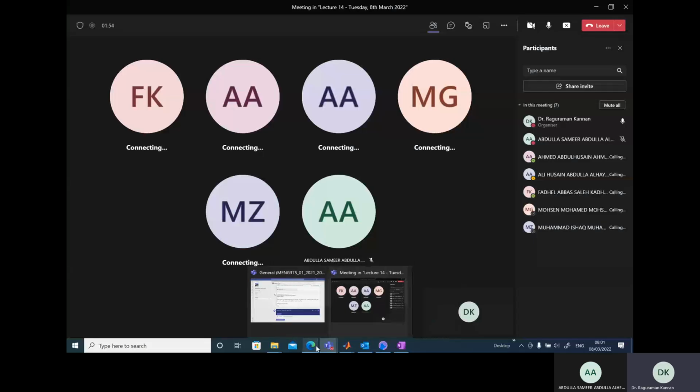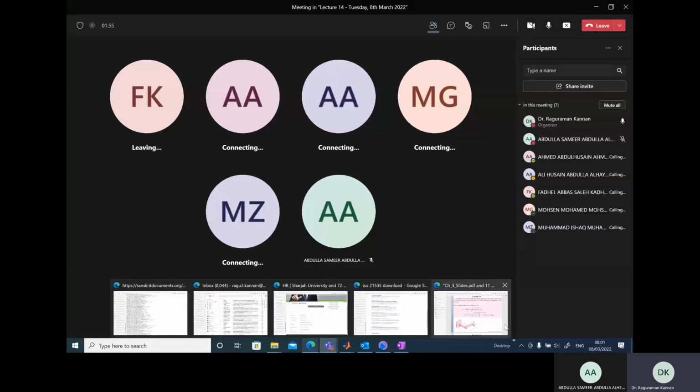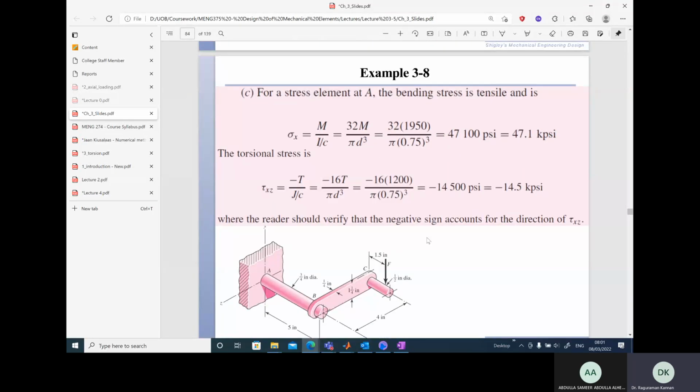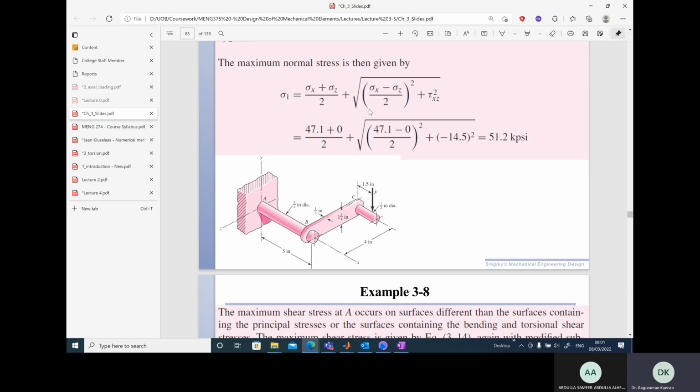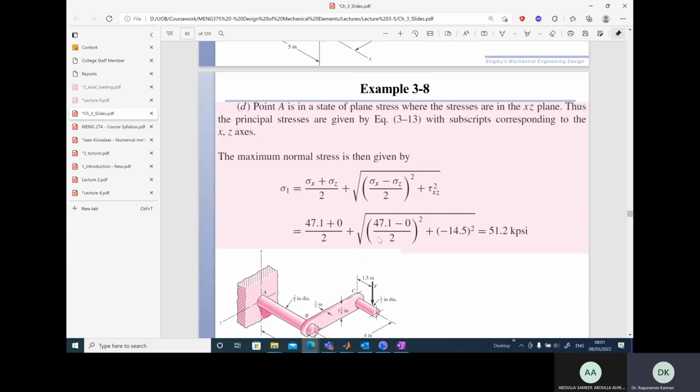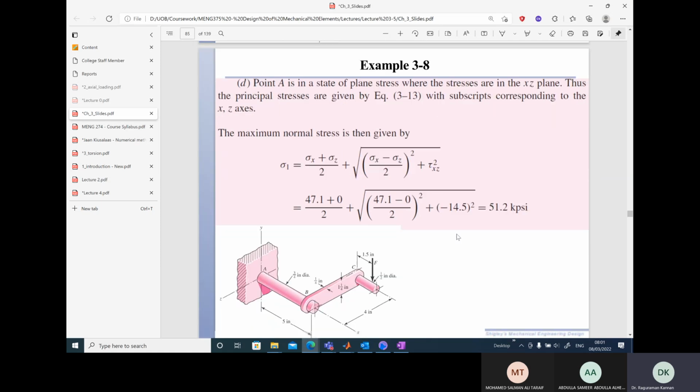Class, we discussed briefly about the 3D problem and we went through the procedure. We went through the method to calculate the principal stresses, etc. Now what I'm going to do here is evaluate these principal stresses over here, okay, and see what are the values we get.